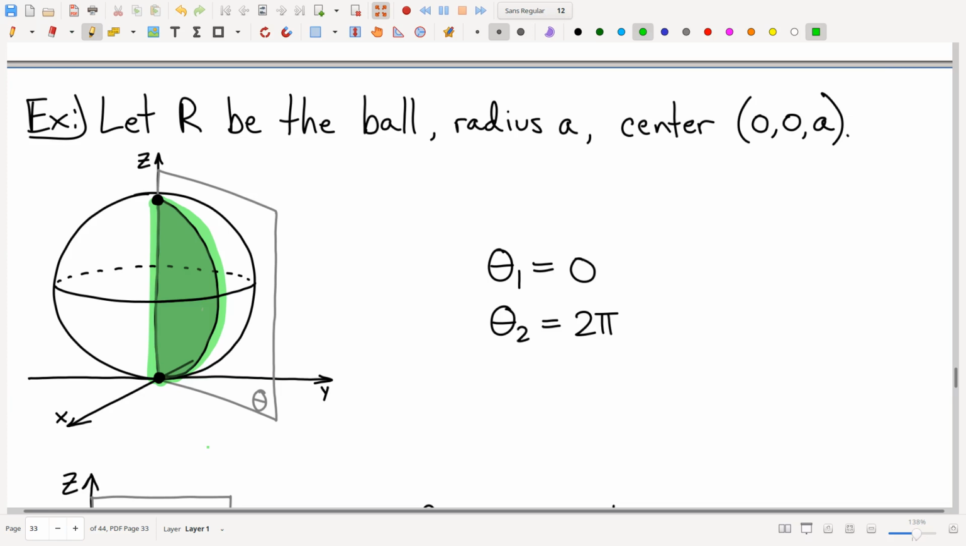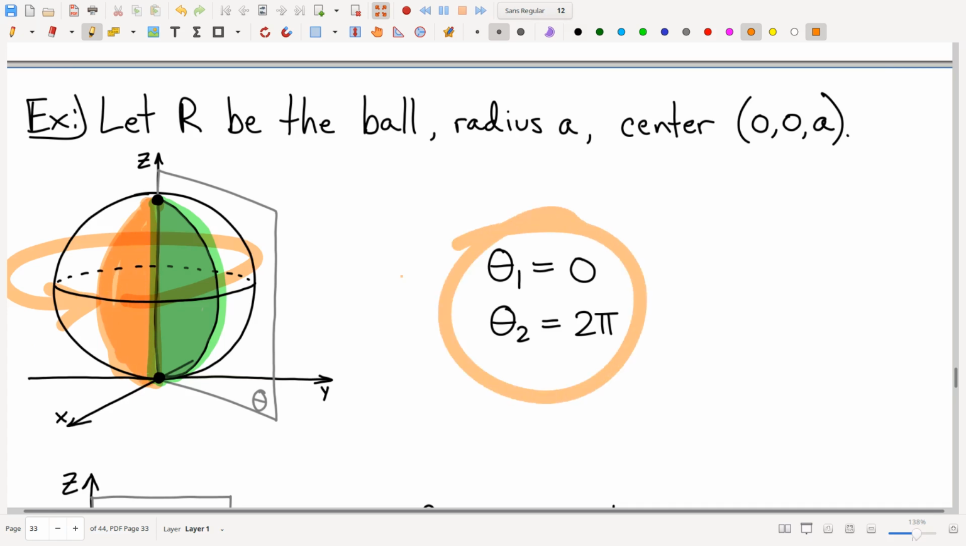Now, what are the values of theta for this? Well, our first such slice is going to look kind of like this over here, where theta is equal to 0, and then it's going to go all the way around and end at the same place. And so 0 to 2 pi. What do you think?